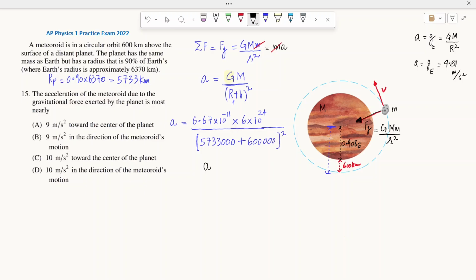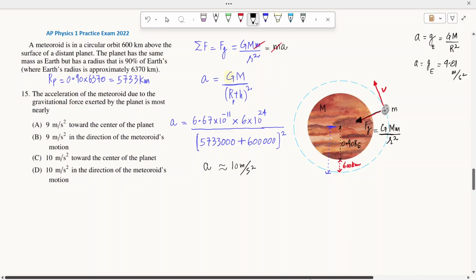So dear students, the answer of the acceleration of the meteoroid is approximately 10 meter per second square towards the planet's center due to the force of gravity. So, which means that option C must be the right answer, towards the center of the planet.